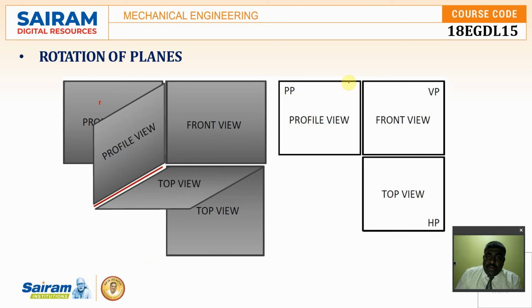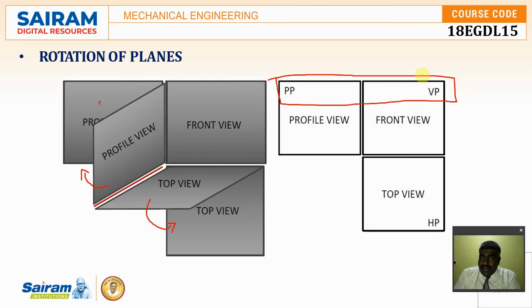Coming to rotation, when you go for rotation of the planes, one is the top view and the other is the profile view. Both will be rotated. The top view is nothing but the horizontal plane, and the profile view is nothing but the profile plane. The horizontal plane will always be rotated either downwards or upwards based on the quadrant in which you are projecting. And the profile view will always be rotated either to the left side or the right side, again based on the quadrant. The profile plane will always be beside the vertical plane, and the HP will always be below or above the VP. So these are the things you have to remember. The profile view always comes beside the front view, and the top view and front view will be in a straight line in the vertical manner.